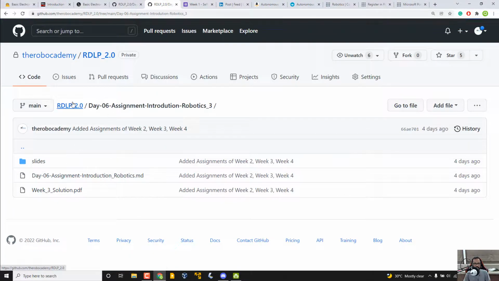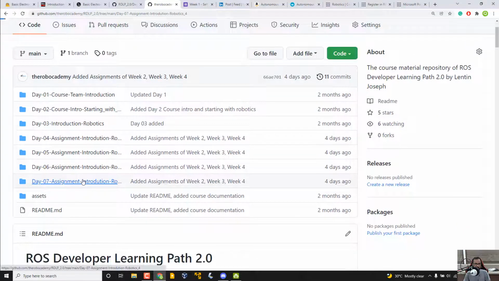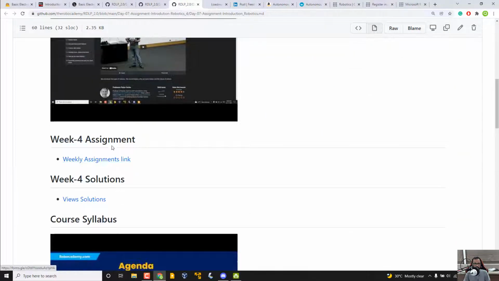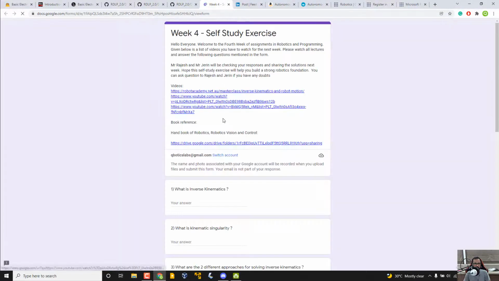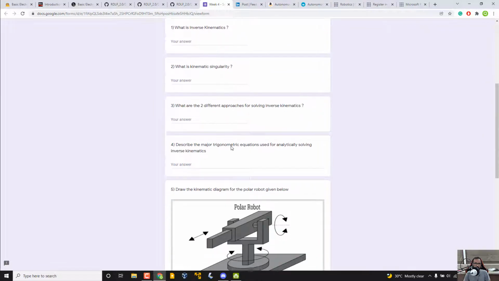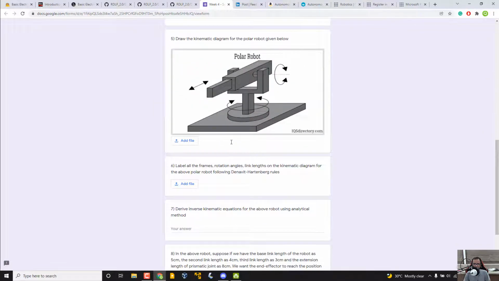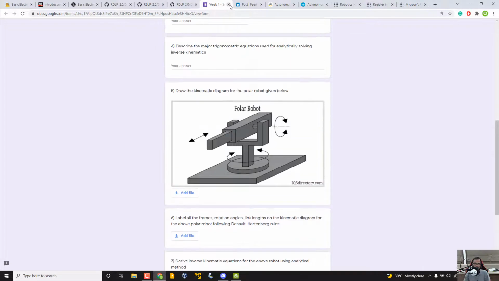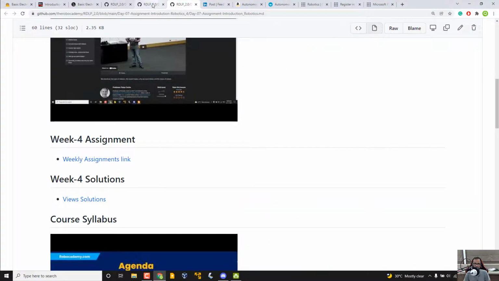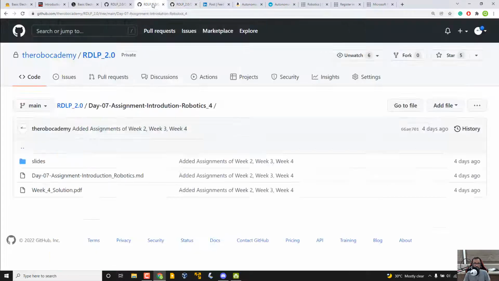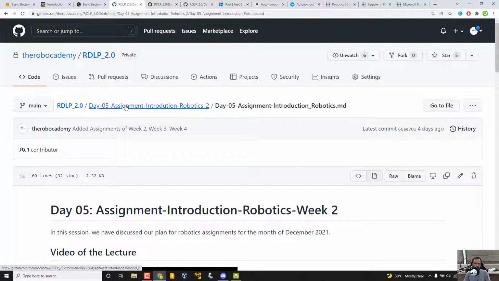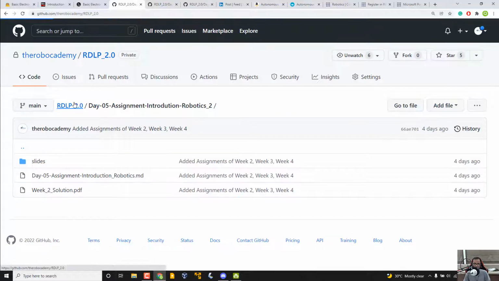Then on day 6, no, day 7, that is currently going, I think, which is this, or let me check. No, day 7 is different. It's mainly about inverse kinematics. Very important when you're planning to work with a robotic arm. I hope you have at least tried to do it.